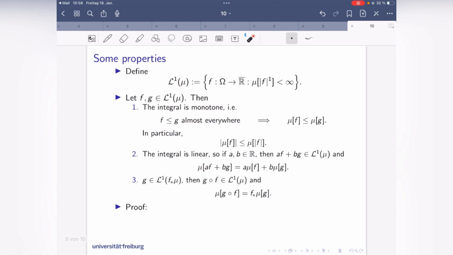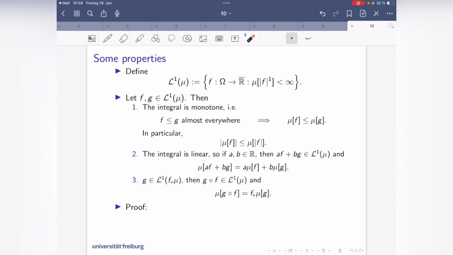One notation I will need. I will also need that more generally in the next chapter. So L1, the so-called space L1, is the set of functions from omega to R bar such that the integral of mu of the absolute value of f to the power of 1 is finite. So that's the set of all functions which have finite integral. And in the next chapter it will be a p here, not a 1, and here a p also. So these I will call Lp spaces.